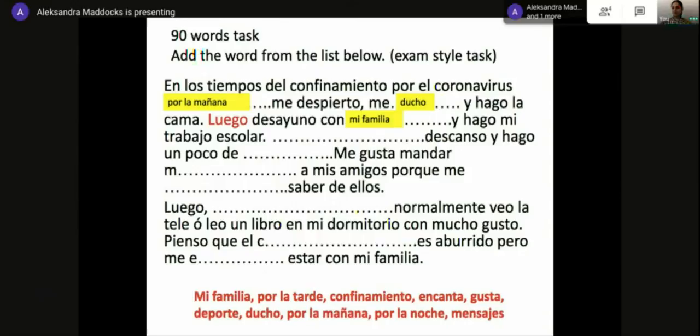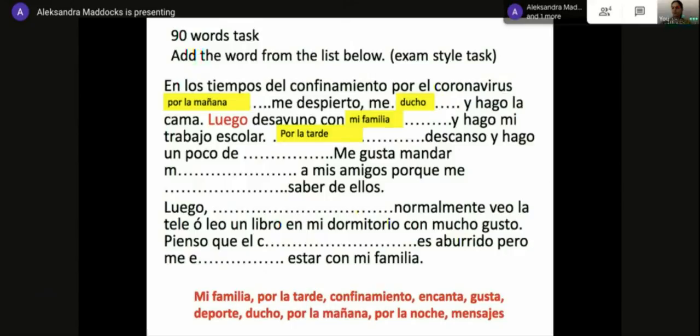What could come next? There's a gap. Descanso. Hago un poco de. What? Descanso. Which word would come next? I've got a feeling that's going to be something to do with sequencing with the time adverb. Por la tarde. Descanso. I have a break. I have a rest. And I do a bit of. Hago un poco de.